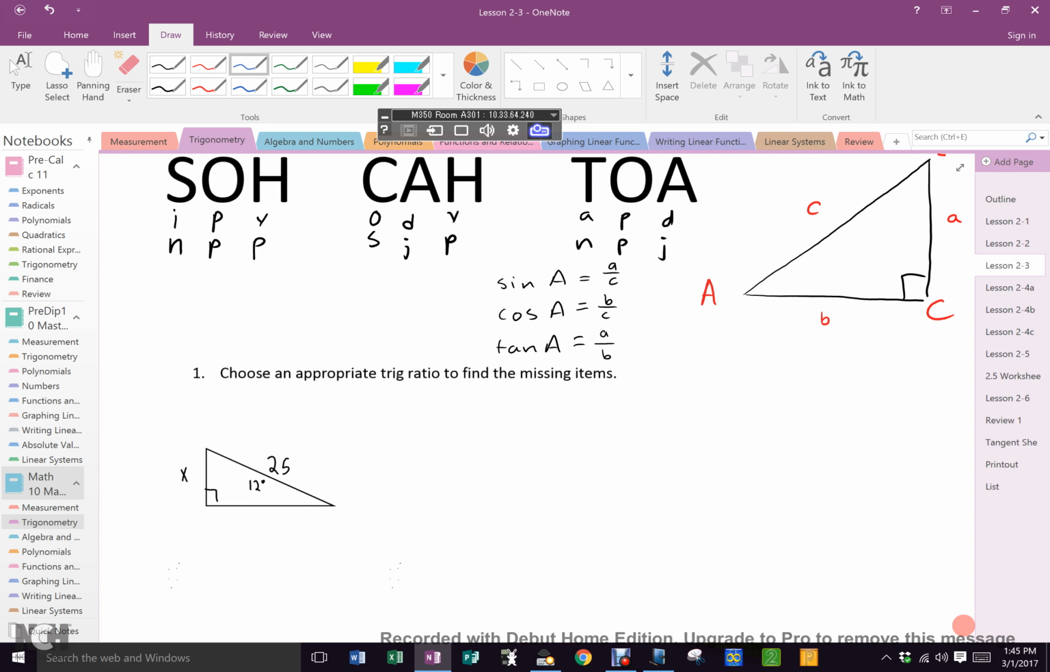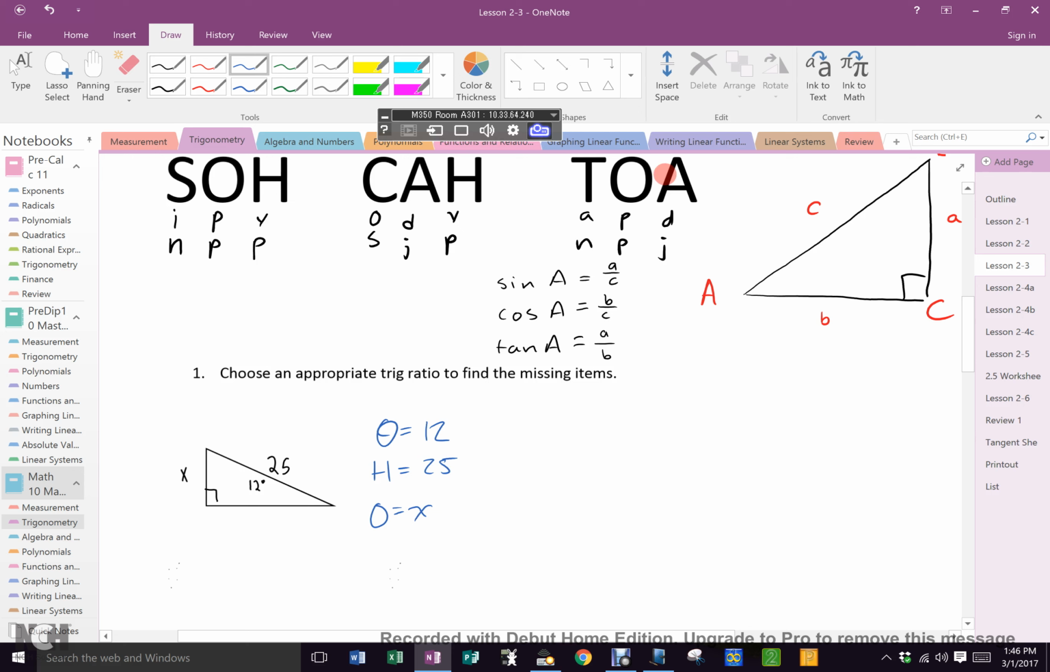So when you were faced with a tangent question, what was the first thing we did? We checked if we had a theta. Do we? What is it? 12. Then we looked at what we had. What do I have on this triangle? I have a hypotenuse of what? 25. And what do I need to find? Opposite, which equals x.